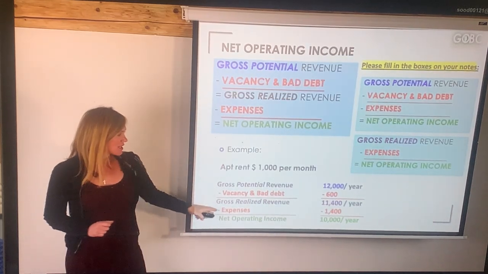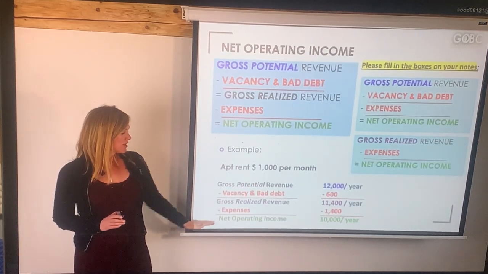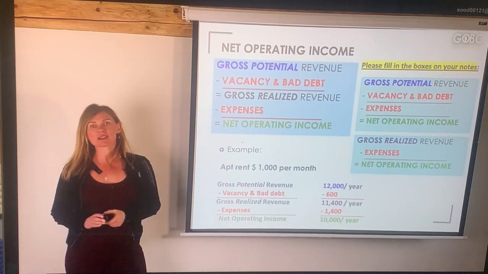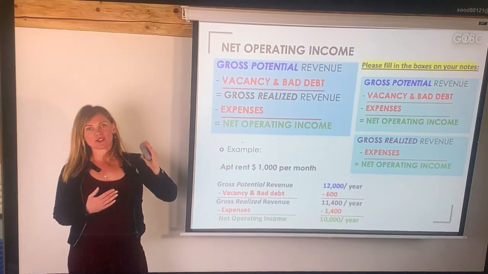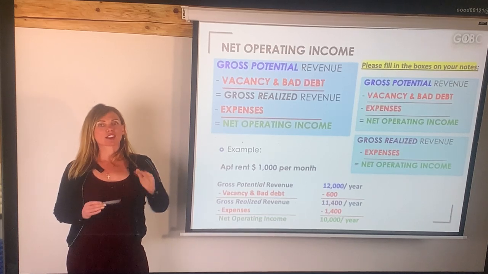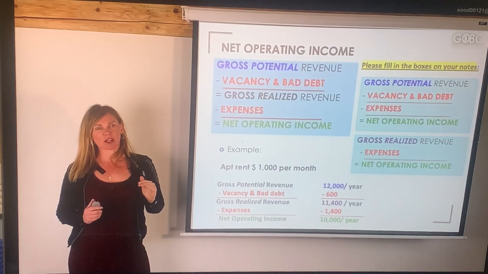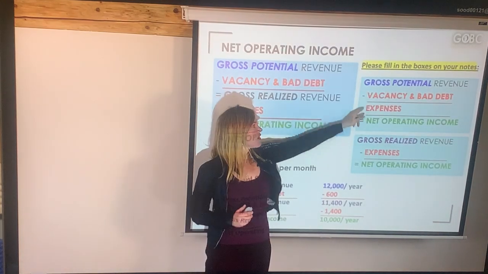Okay, so in this case, I said expenses are $1,400. That's the property taxes, for example. You minus that, and it takes you to the net operating income. In this case, it's $10,000. That's how much you made out of all of those deductions, right? So net operating income. If on the exam they say gross potential revenue, then how many things do you have to minus to get to the net operating income? How many things do you have to minus to get to the NOI? And this is something you're going to fill up right now, right?